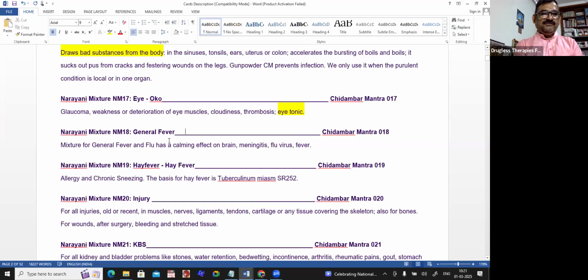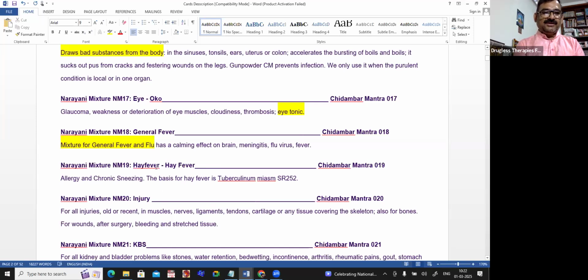Okay. General fever mixture. Good, fantastic. You must know, since I have been working with this for many years, I remember the card numbers and even the ingredients of these cards. The next level you should think, first level is, NM17 for eye tonic, and NM18 general fever is for general fever and flu. Okay, like that.